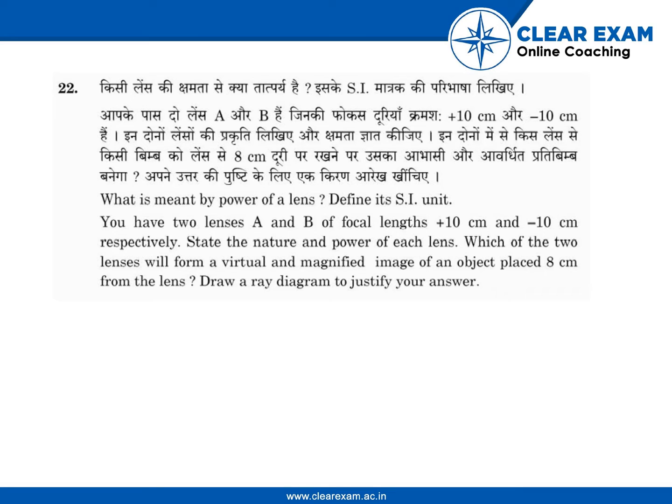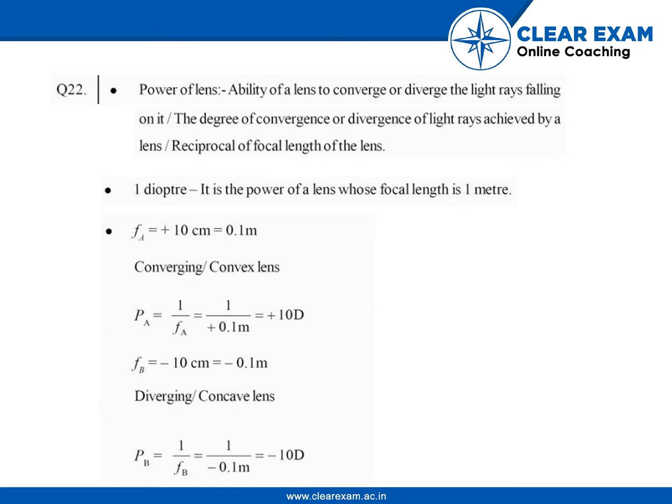So what is meant by power of a lens? Define its SI unit. You have two lenses A and B of focal length plus 10 cm and minus 10 cm respectively. State the nature and power of each lens. Which of the two lenses will form a virtual and magnified image of an object placed 8 cm from the lens? Draw a ray diagram to justify your answer.